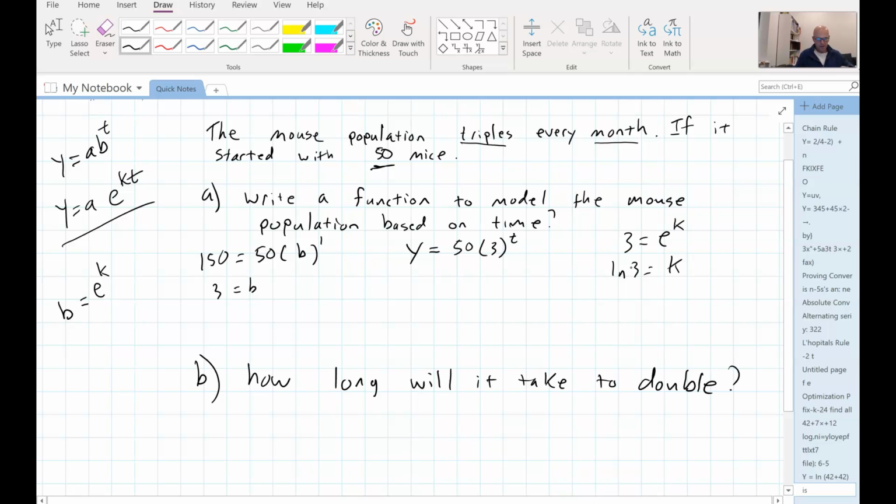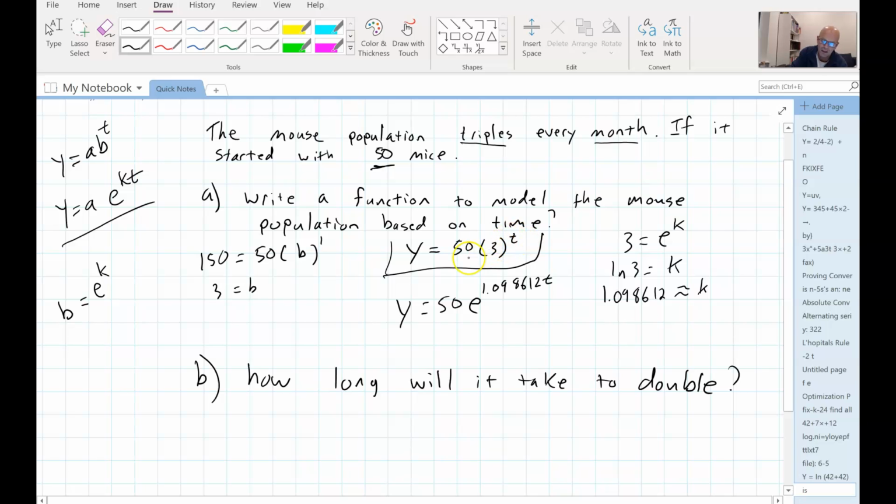And if I grab my calculator, let's see, natural log of 3 is approximately 1.098612. So then another way to write this model would be to say, let's let y equal 50, because it's the same initial population, times e to the 1.098612t. So either one of these would work.